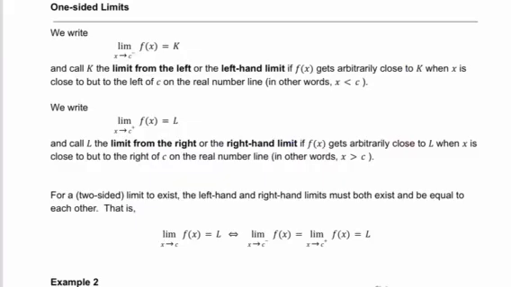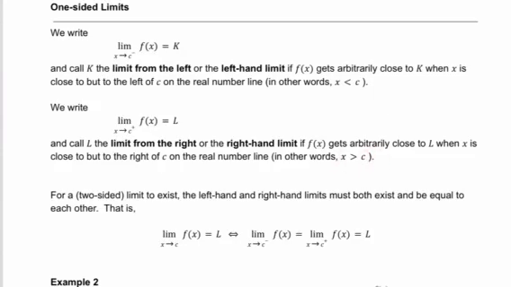All right, well, to describe a limit from the left, we just add a little negative sign next to the number. And to describe a limit just from the right, we add a little plus sign to show that we're interested in x values that are slightly larger than c.